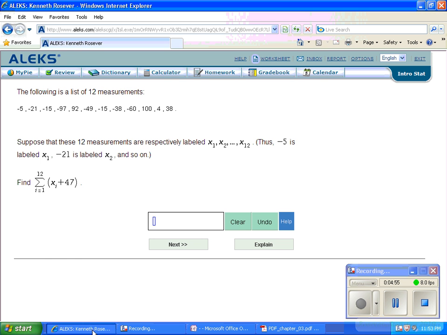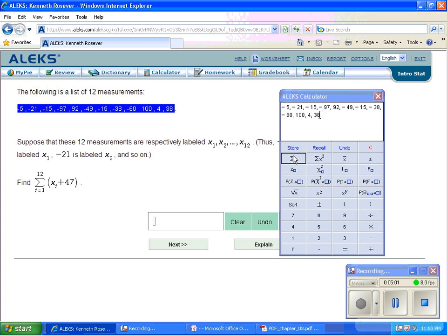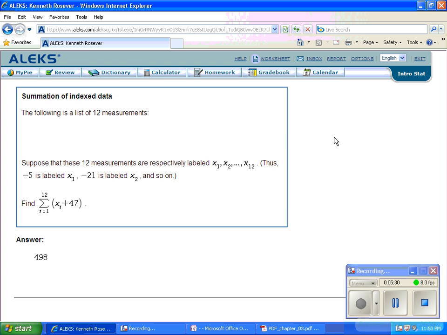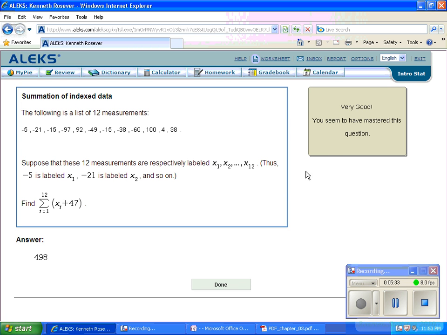Here we go. Doing it in ALEKS. I just get these data. I add them up by hitting the sum symbol because it's a complete index, so I'm adding up all 12. And I'm going to go plus, what did I say? 12, because it's from 1 to 12, times 47. And because of order of operations, it's going to do the multiplication before it does the addition, because this is a smart scientific calculator. Hit equals, the answer is 498. Type that in, enter. Oh no, I got to hit next. And yay, I still seem to have mastered this question, which is a good thing.